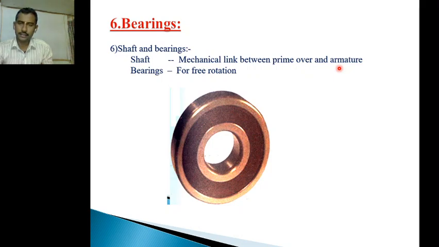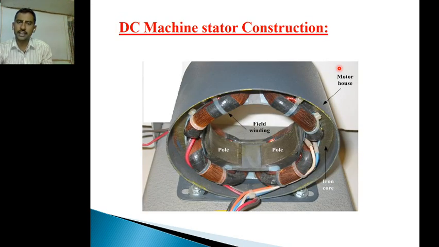So I try to differentiate the construction of the DC machine with respect to stator construction and rotor construction, as shown in the figure. This is the DC machine stator construction. Here we have the yoke and field poles, that means pole core and pole shoe. On that pole core we have some winding. That winding is nothing but the field winding. So this entire arrangement is called the stator construction of the DC machine.